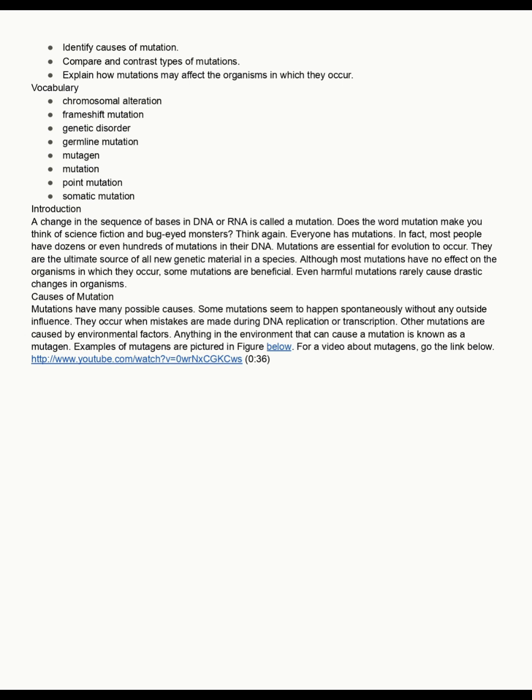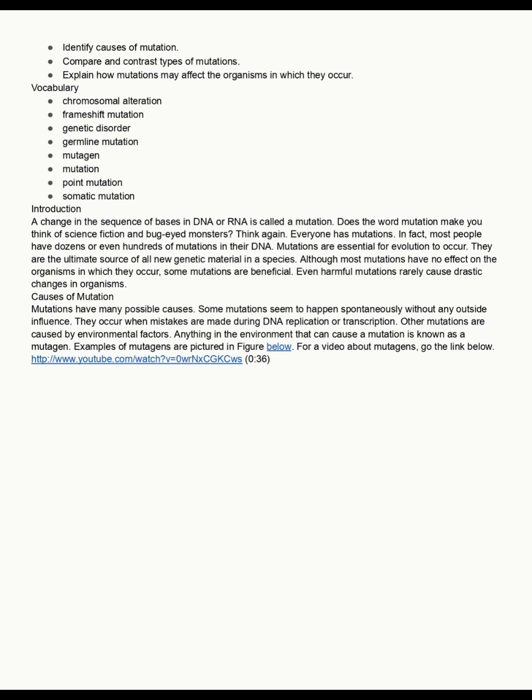Causes of mutation. Mutations have many possible causes. Some mutations seem to happen spontaneously without any outside influence. They occur when mistakes are made during DNA replication or transcription. Other mutations are caused by environmental factors. Anything in the environment that can cause a mutation is known as a mutagen.